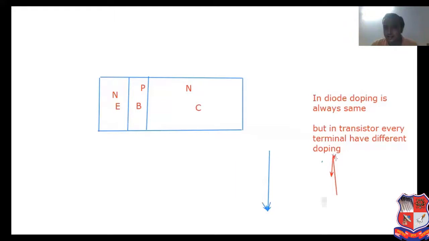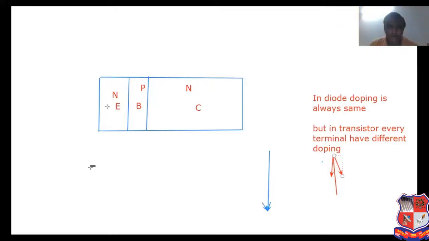It is known as the direction of current. It is the direction of electron. It is the direction of current. They are opposite with respect to each other. So we can consider this as emitter, this as base, and this as collector.